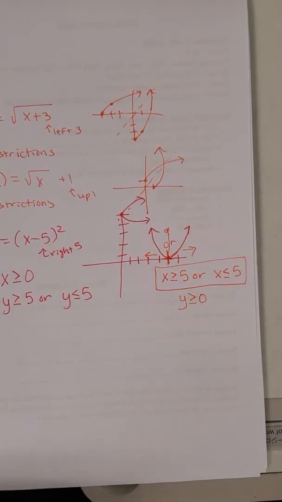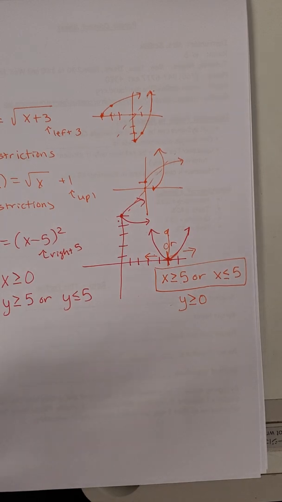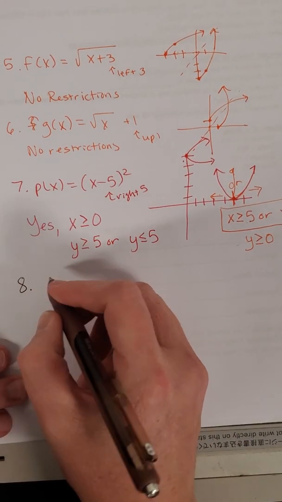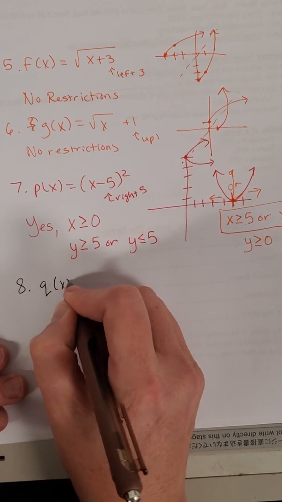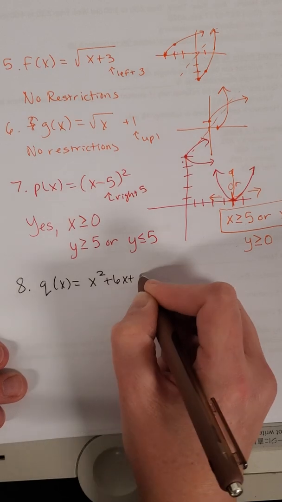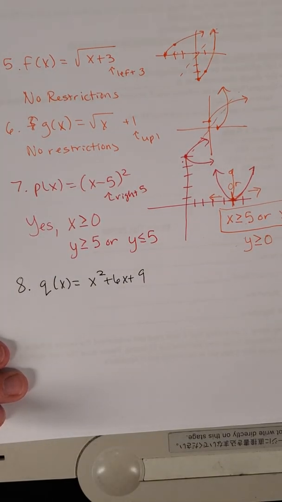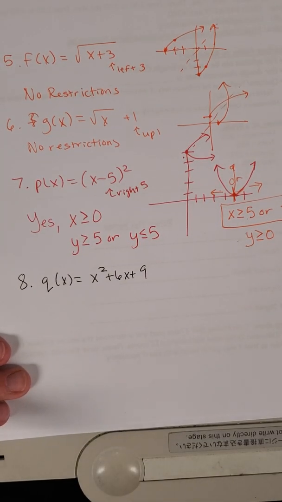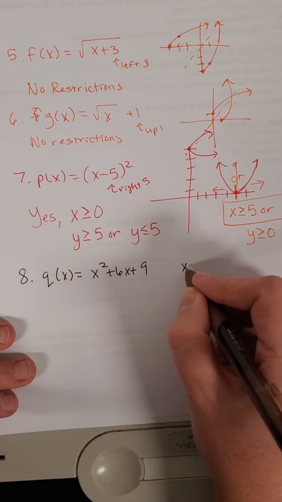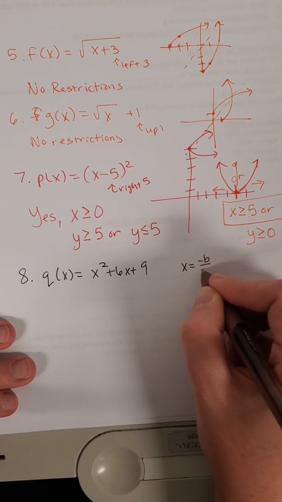All right, and then the last one, number 8, this is also a quadratic. So this quadratic is in standard form. It's not in vertex form. I'm going to give you a refresher on how to put that back into vertex form. So for vertex form, you take the b term, you use this little formula, x equals negative b over 2a.